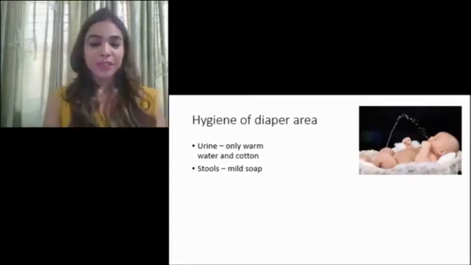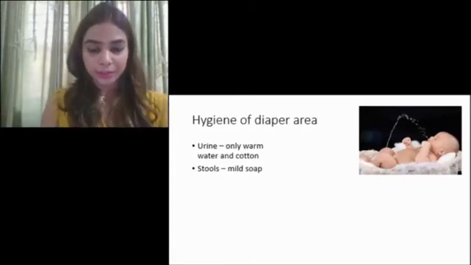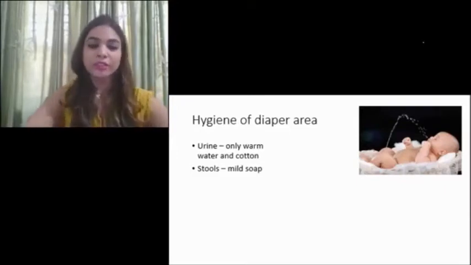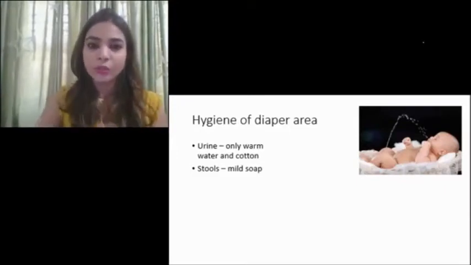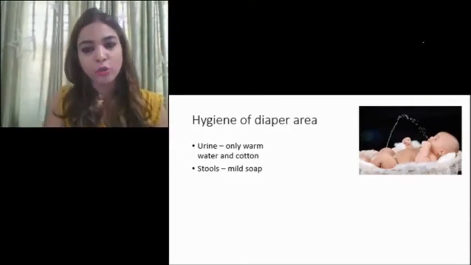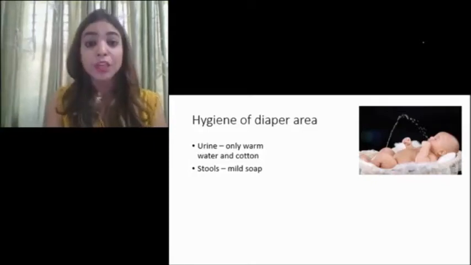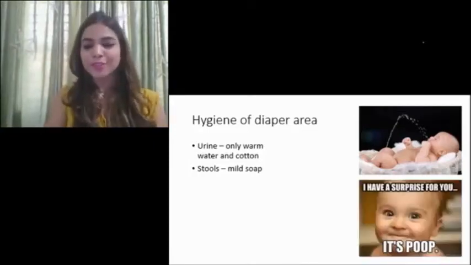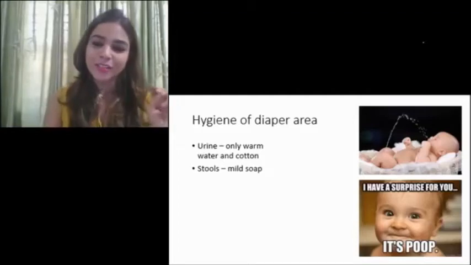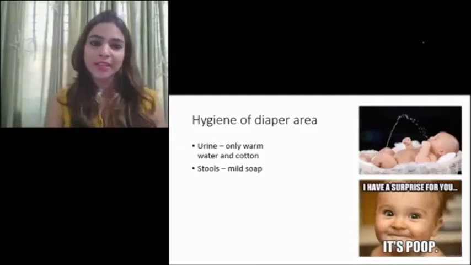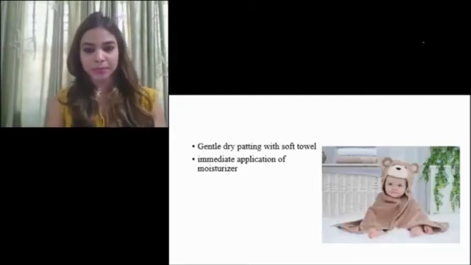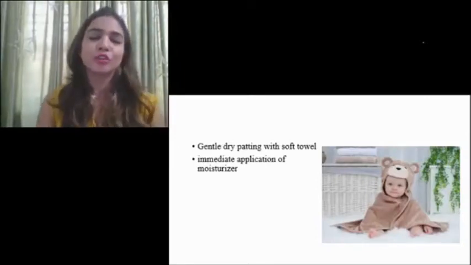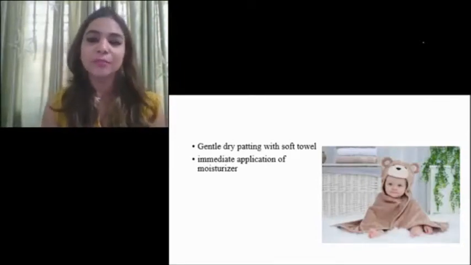Now hygiene of the diaper area. What can you do for the diaper area? If your baby has soiled only with urine, you can just clean with cotton and warm water. That is enough. You don't have to use soap every time. If your baby has pooped, it's better you use warm water, cotton along with a slight soap, but a mild cleanser. After you give a bath to your baby, gently pat dry the baby with a soft towel.